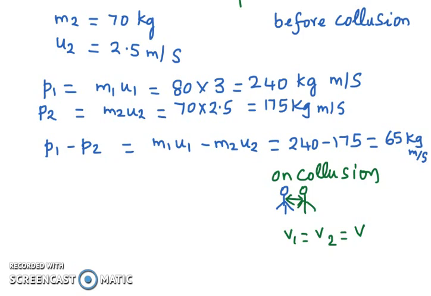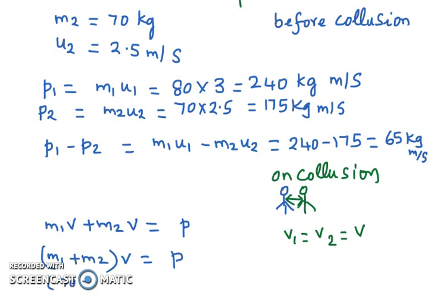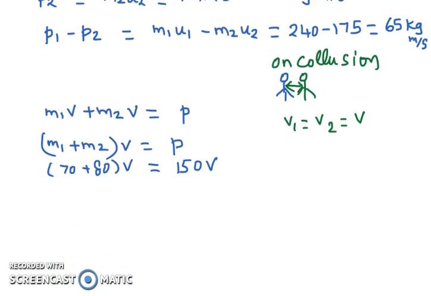Now, so what do we have? M1V plus M2V. That's the final momentums of both of these. That is nothing but M1 plus M2 times V. M1 plus M2 is 70 plus 80 times V, that is 150 V. According to law of conservation of momentum, the sum of the initial momentum is equal to the sum of the final momentums. So 65 is equal to 150 V.